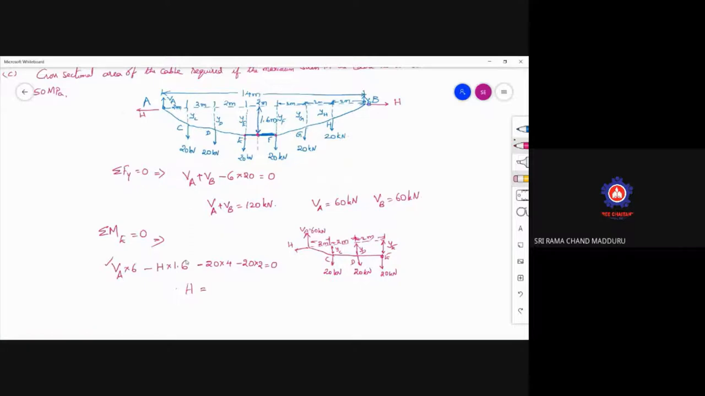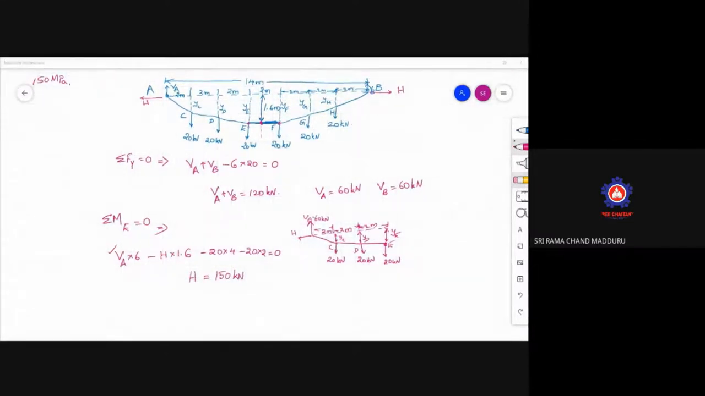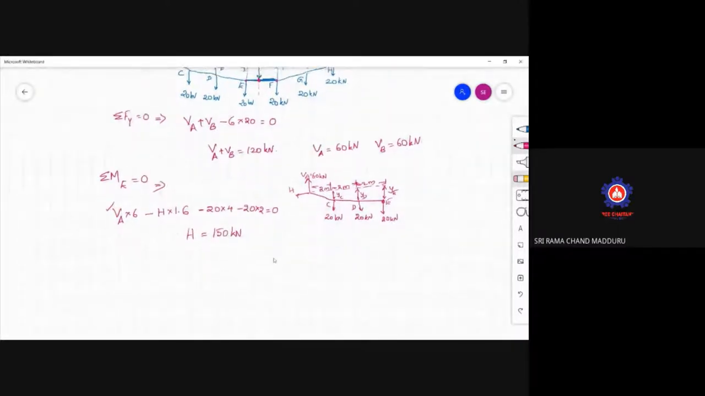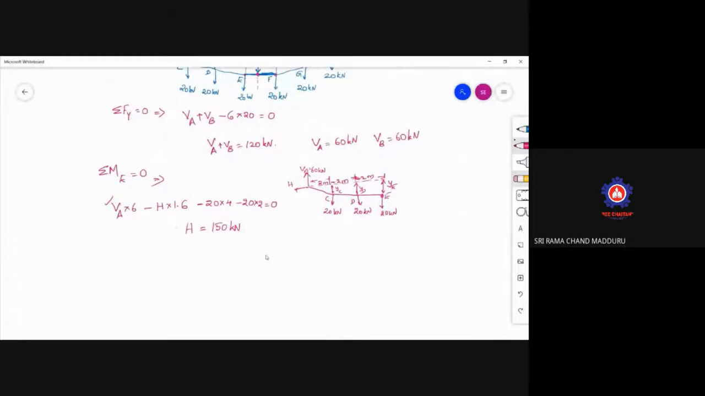What is the value of H? 150, sir. H is equal to 150 kilonewtons. Right. H is 150 kilonewtons. Now, we require the value of YC and the value of YD. All the points have to be considered.